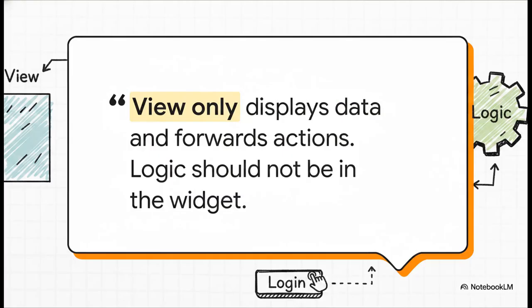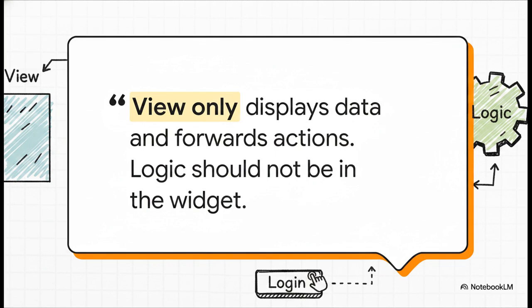I literally want to stamp this quote into your memory right now. View only displays data and forwards actions. Logic should not be in the widget. This is the golden rule of MVVM. Your UI is essentially just a dumb reflection of the view model state. It doesn't think, it just shows.